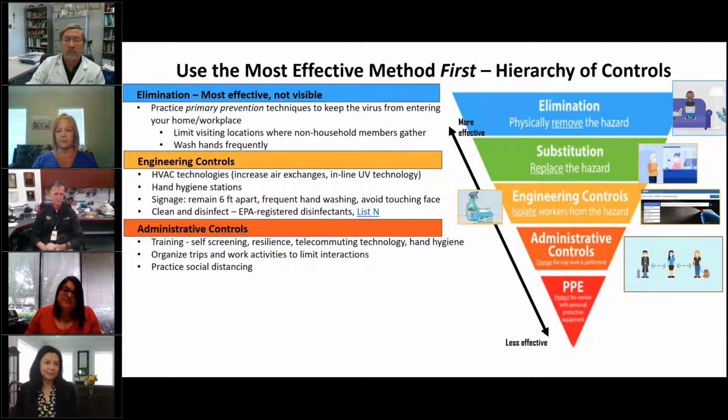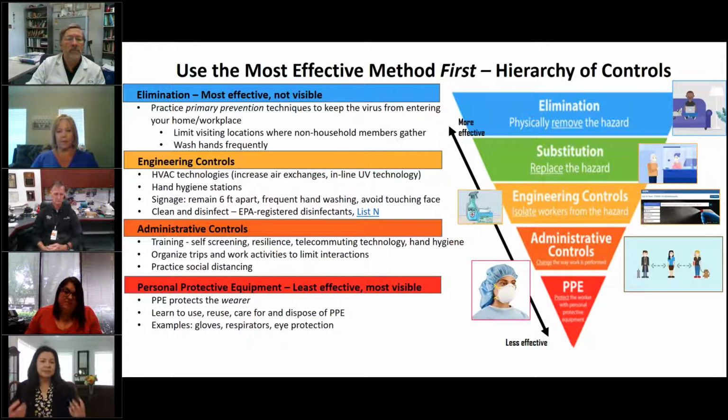Next slide, please. And one of the least effective control measures, but the most visible, is personal protective equipment. Now, I want to underscore here that personal protective equipment like this N95 respirator or this half-face elastomeric respirator, these are meant to protect the wearer. That's exactly how they're designed, to protect the wearer from hazards in the workplace, respiratory hazards in the workplace.